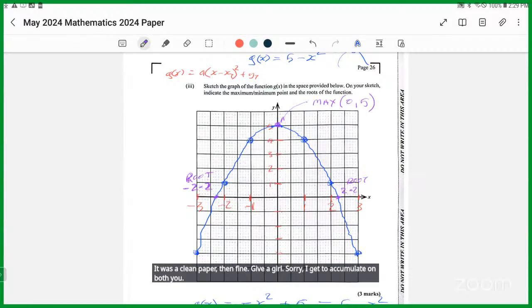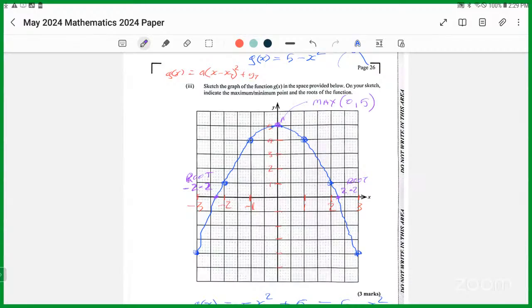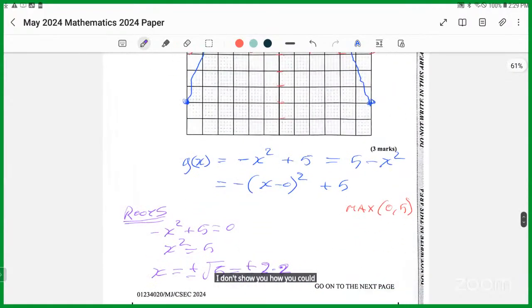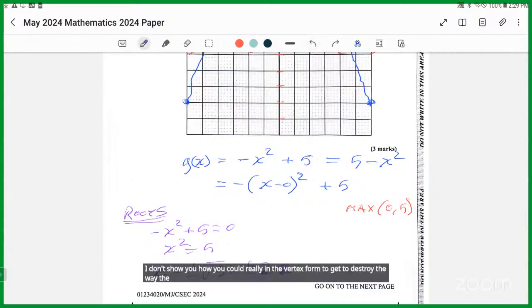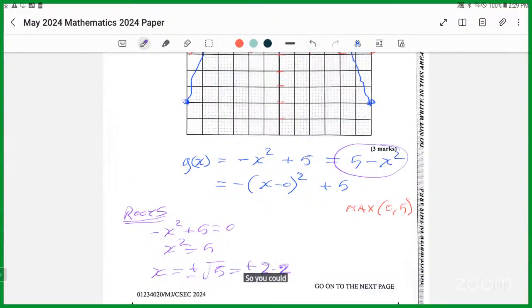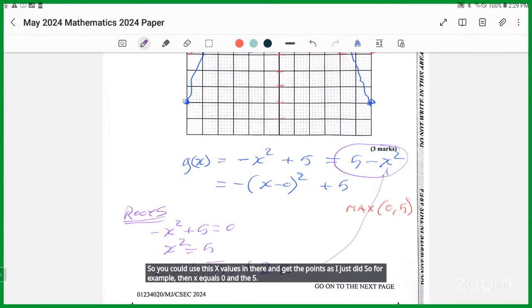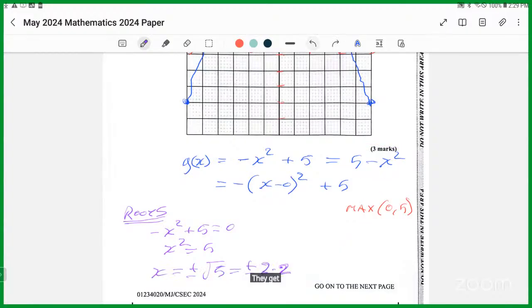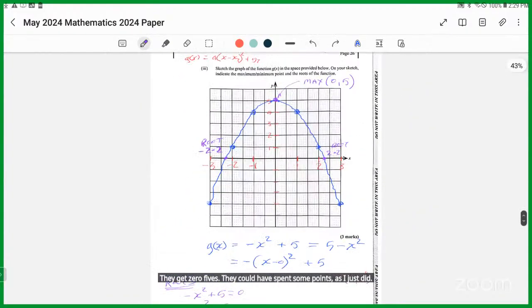You don't have to plot the points as I just did. I just showed you how we could relate the vertex form to find the maximum point. You could use this and plug the x values in there to get the points. For example, put in x equals 0, you get 5. See that? You get 0, 5. So you could just plot some points, put the x values in and get the y values and put them on the graph. Get me? Good.